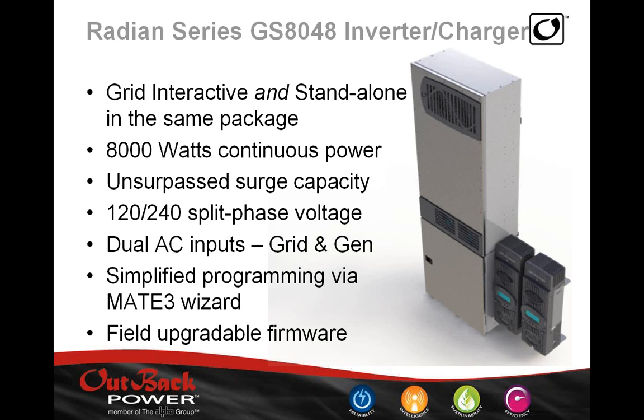This is the new Radian unit. As I mentioned before, this is an 8 kVA unit with a 48 volt input only, a 48 volt battery system only as an input. Now, unlike the FX inverters, where you need to buy a specific model for standalone or off-grid applications, or a specific model for grid interactive applications, this inverter will actually do both applications. All you need to do is program it to say you're going to be in a grid interactive application or in a standalone application.